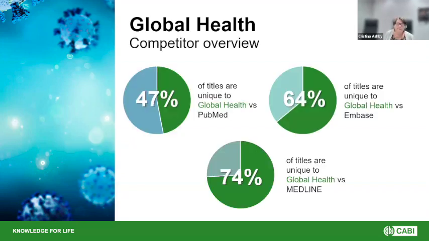And our competitor profile there is 47% unique content versus PubMed, 74% unique to us versus Medline, because you would expect Medline is much more medically focused, whereas we're very public health focused. So the profile there doesn't overlap too much. And then 64% of our titles are unique to Global Health versus Embase.